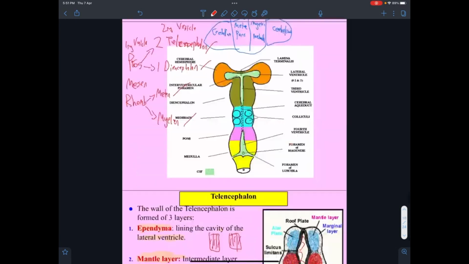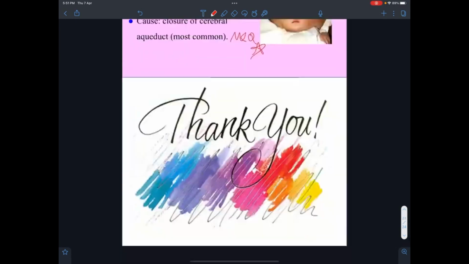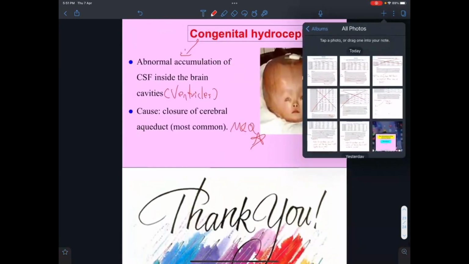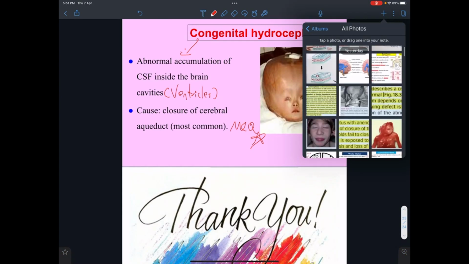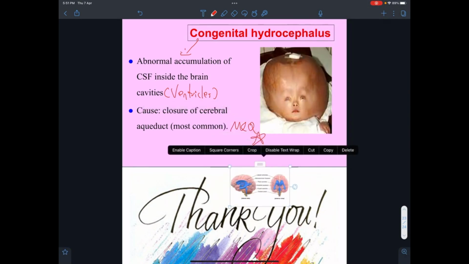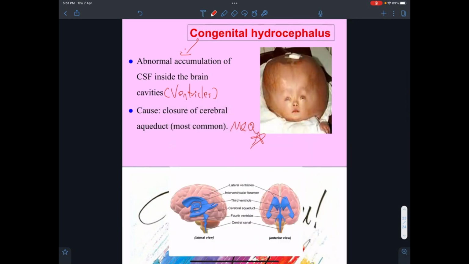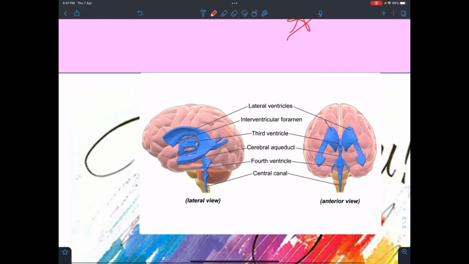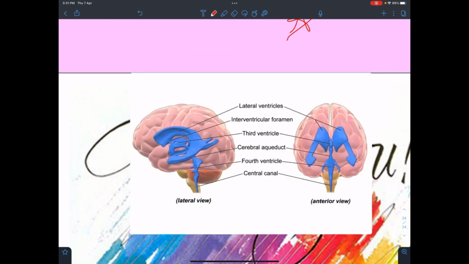Basically, let's look at this picture right here, so we can explain it. You remember the cerebral aqueduct? You remember it was separating the midbrain dorsal surface, and it was connecting the third ventricle with the fourth ventricle, right? As part of a passageway.